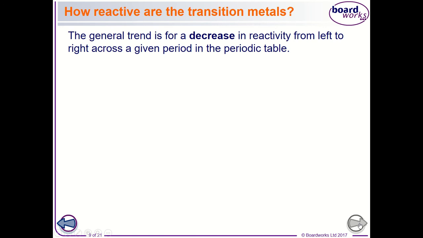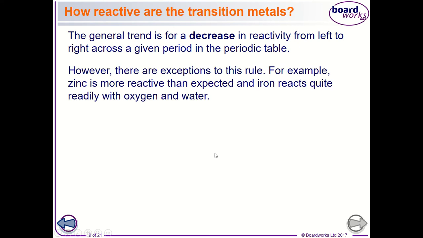So let's have a look at the reactions of these. Again, you need to be able to talk a little bit about the reactions of the transition metals compared to the group 1 metals. So there's a general trend for a decrease in reactivity from the left to the right of the periodic table. However, there are some exceptions to this rule.